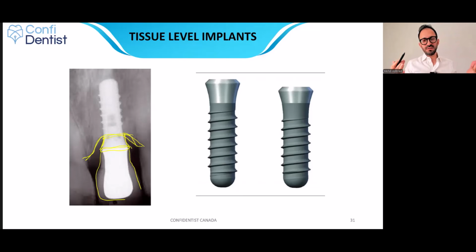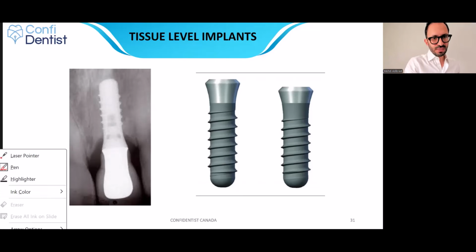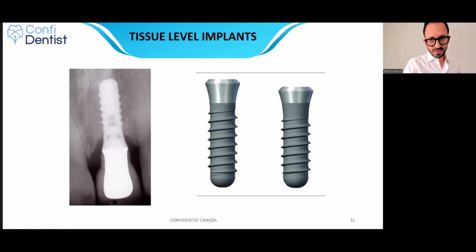Probably the patient had a low lip line, didn't show that much, okay? But this is a case of a tissue level implant, okay? Tissue level implant, no platform switching. All tissue level implants have absolutely no platform switching, meaning the crown is placed like this. Okay, it's flush. Look at this emergence we see in this area. You can see it even here.